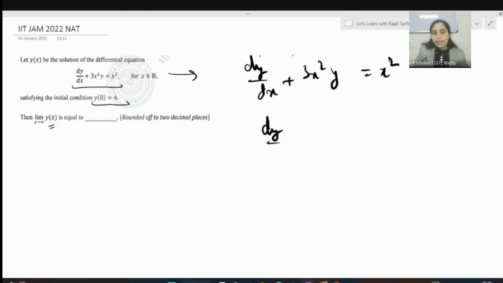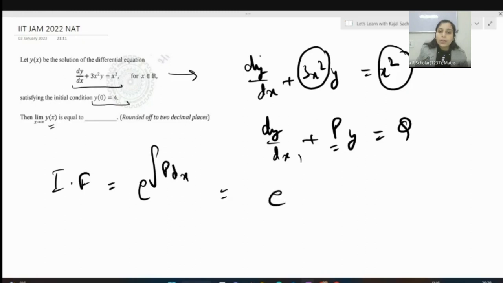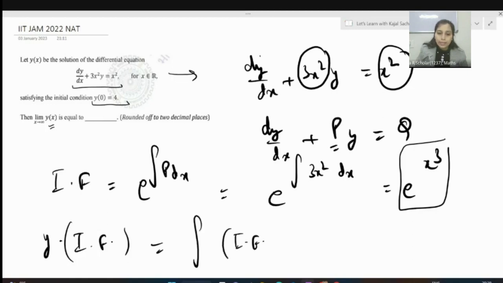as we can compare it with dy/dx plus py is equal to q, where p is a function of x and q is also a function of x. So we can directly have the integrating factor in this case, e raised to power integration p dx, which will be equal to 3x square dx, which is equal to e raised to power x cube. So we can see this is the integrating factor and directly write the solution as y into integrating factor is equal to integration of integrating factor into q dx plus c.